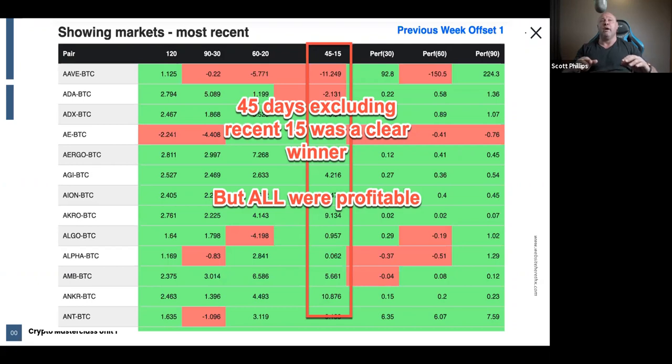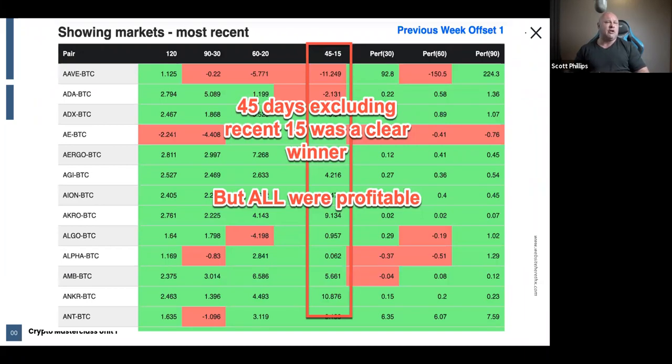What you're looking for is a decent number in a forest of decent numbers. You're not even necessarily looking for the best optimized parameter. You're looking for where all the parameters around that are pretty good. I don't necessarily need 45 excluding 15 to be the best. Actually, we settled on something else. I want the numbers around it to all be pretty good. I don't want it to come down to some super special snowflake market for me to make money, because that doesn't happen. The future and the past, they rhyme, they don't repeat.